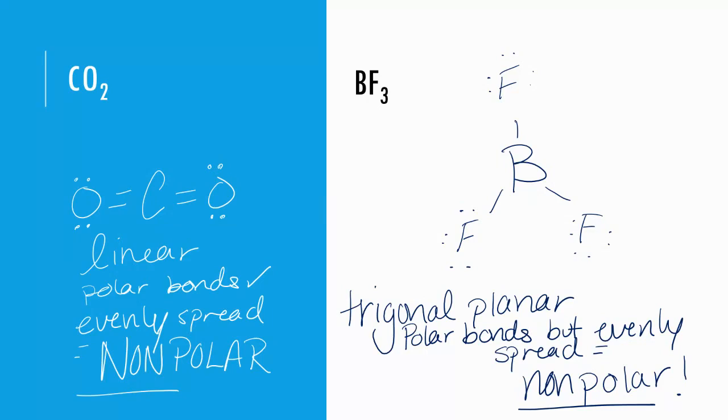Okay, boron trifluoride. My Lewis structure is drawn here. It is a trigonal planar molecule. Boron is an exception to our octet rule, so there's no double bond here. It should look just like this. Trigonal planar is not one of those polar shapes that I gave you, so even though this does have polar bonds, those polar bonds are evenly spread, so this molecule is non-polar.